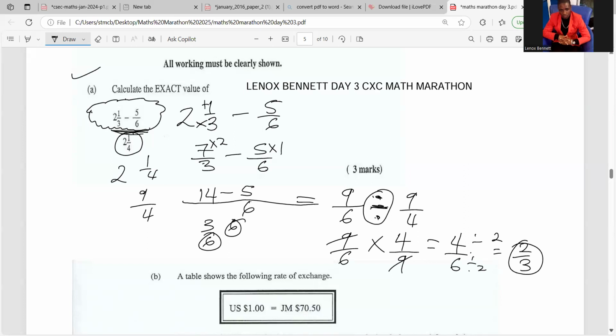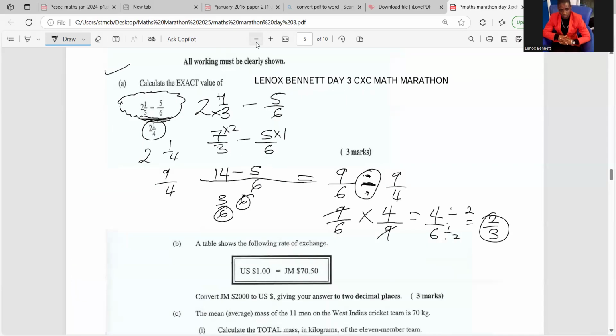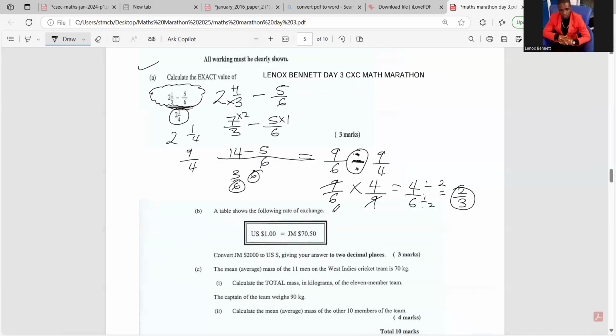All right, let's move on to the next one. Let me see if I can make it small so we can see it. Yeah. So it says a table shows the following rate of exchange. $1 is equal to Jamaica $7.50. Convert 2,000 US dollars, giving your answer to 2 decimal places, and that's 3 marks.